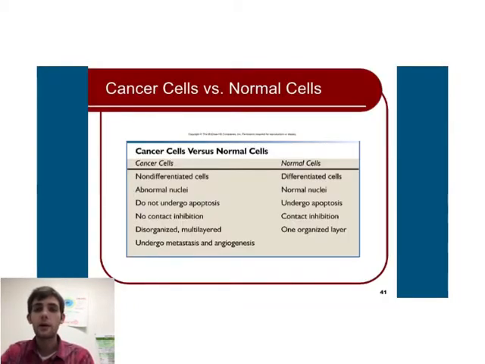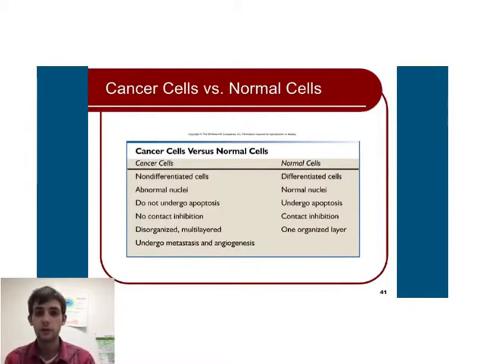Real quickly, I just want to talk about some of the major differences between cancer cells and normal cells and how this ties into the cell cycle. So cancer cells are non-differentiated cells, which means they don't have a specific job. They just continue to grow uncontrollably without any checkpoints. They normally have abnormal nuclei, and within those nuclei, they contain an abnormal number of chromosomes.